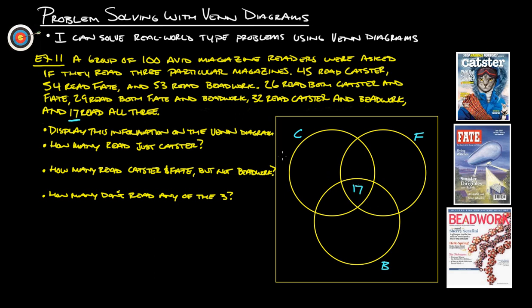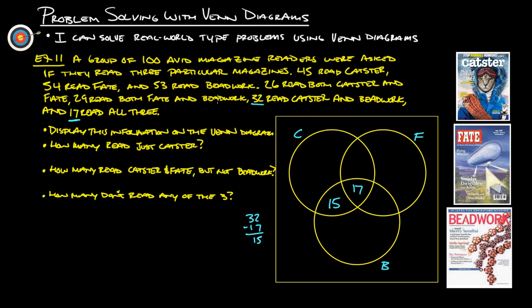Okay, so now working backwards into these 3 regions here where Catster and Fate share stuff. I like to find that piece and then start reading backwards from there. So 32 are in Catster and Beadwork. So there's 32 between these two. If we take 32 minus 17, we get 15. So there's going to be 15 in here, because there are 17 that read all 3, and 15 plus 17 is 32 that read both Catster and Beadwork.